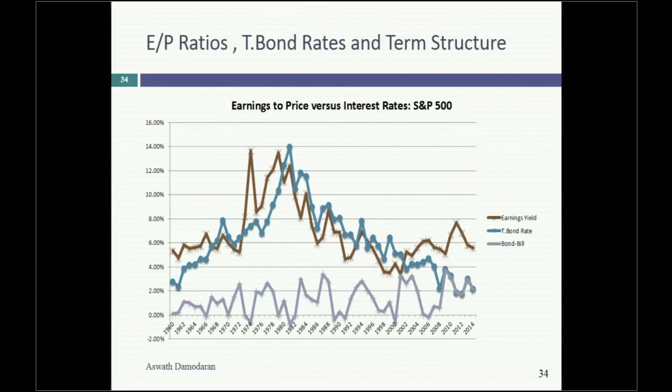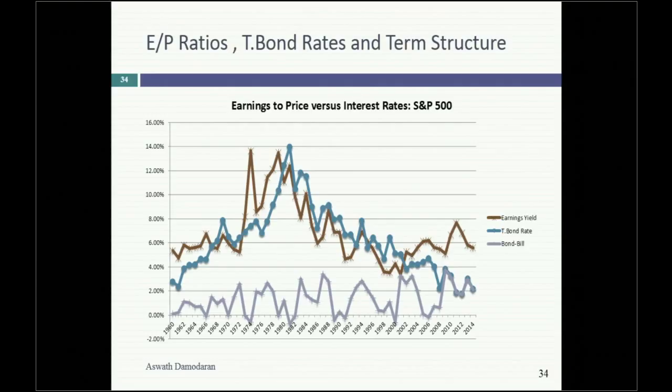You think, what the heck is this purple line? That's actually the difference between the T-bond rate and the T-bill rate. What am I measuring with that? When I take the T-bond rate and the T-bill rate and I take the difference, what am I measuring? I'm measuring the slope of the yield curve.